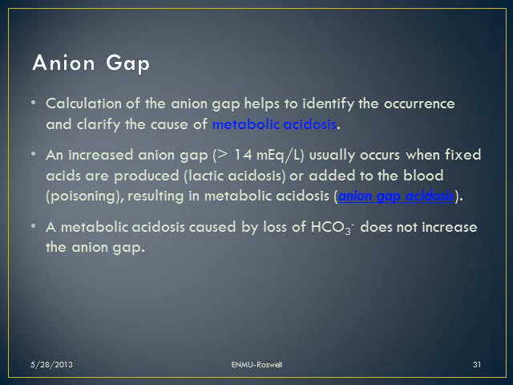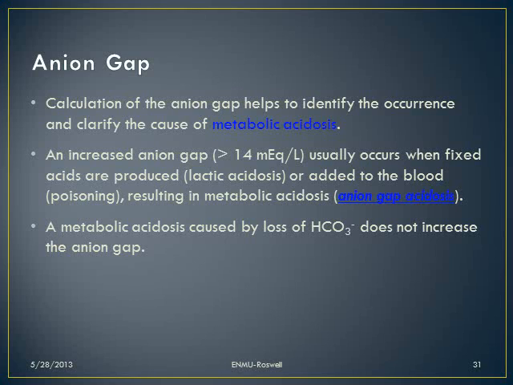An increased anion gap, or anything greater than 14, usually occurs when fixed acids are produced, like lactic acidosis, or added to the blood, resulting in a metabolic acidosis, which is going to be an anion gap acidosis. If we lose bicarb, it does not increase the anion gap, so therefore it would not be considered an anion gap acidosis. So again, when we see anion gap acidoses, it's going to be with like lactic acidosis, diabetic ketoacidosis, something along those lines. It's going to interfere with this.